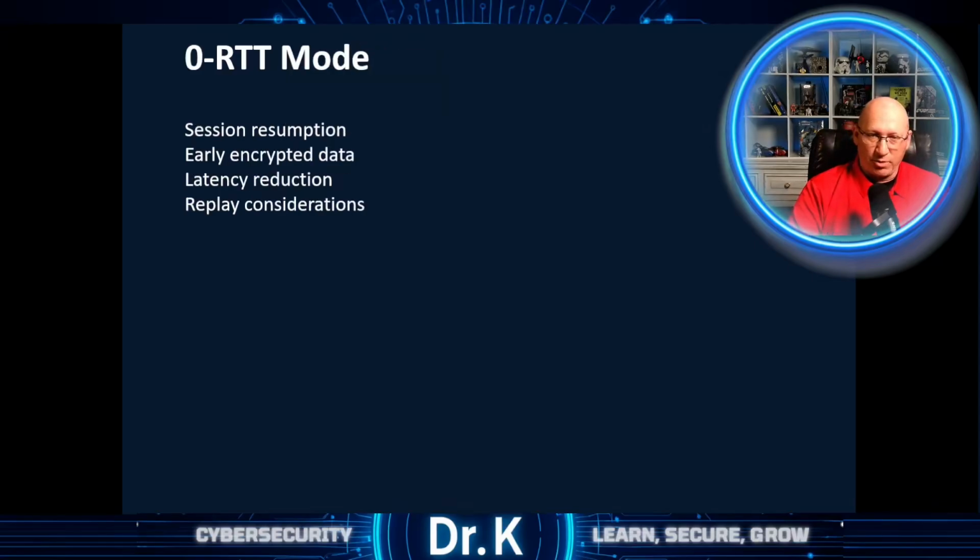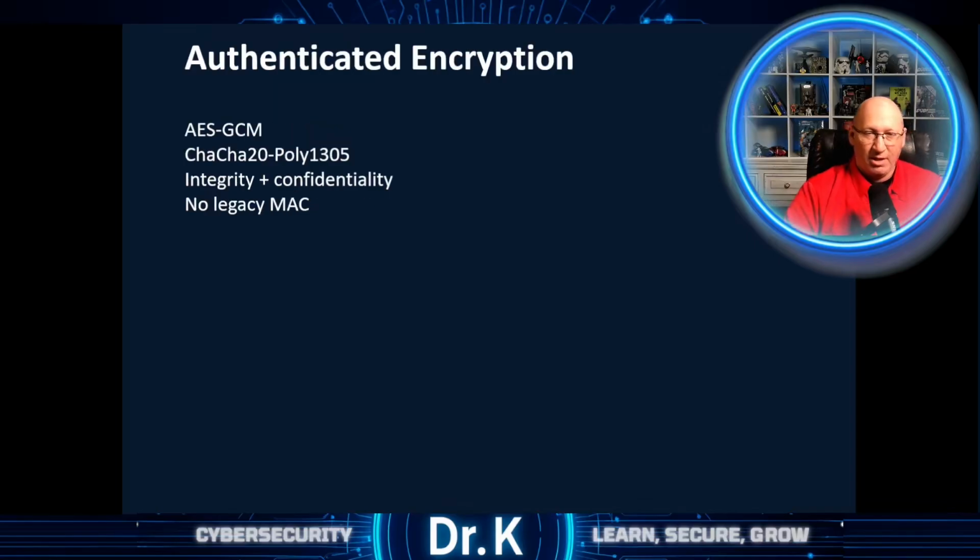1.3 also supports zero-RTT data in certain resumption scenarios. If a client reconnects to a server it has already communicated with, it may send encrypted application data in its first message. This eliminates a full round trip. However, zero-RTT introduces a replay risk because early data can potentially be resent by attackers. Servers must carefully manage which operations they allow with zero-RTT and which they won't.